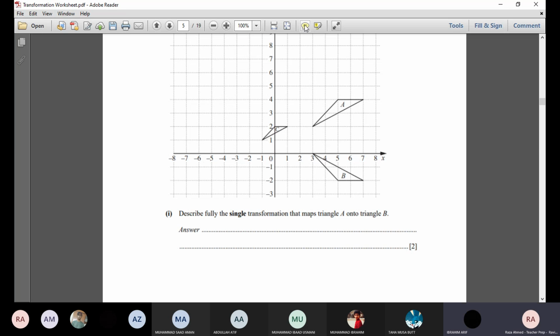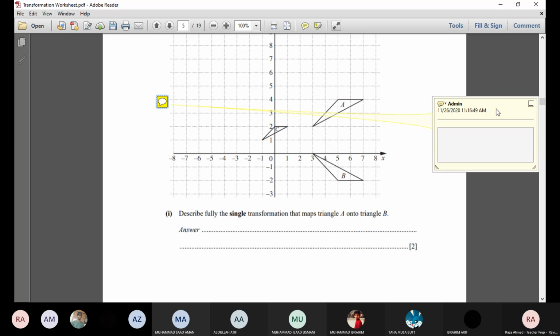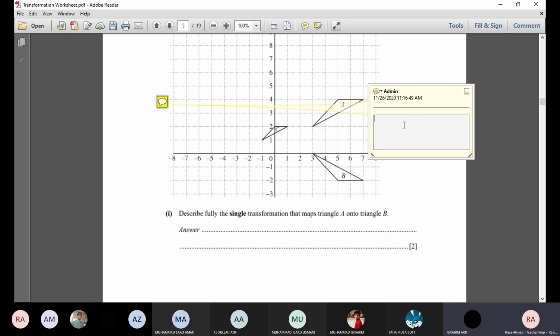Let me write it for you. coordinate ले सकते हैं ना? You can take not coordinate, any length. And कौन सी length? Okay, hold on. So the scale factor is given by the formula image length divided by object length.